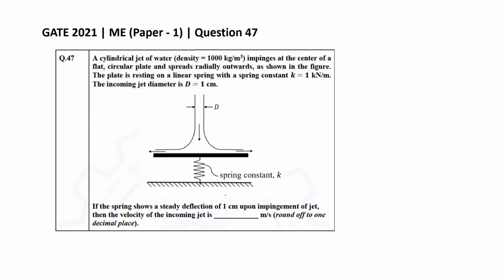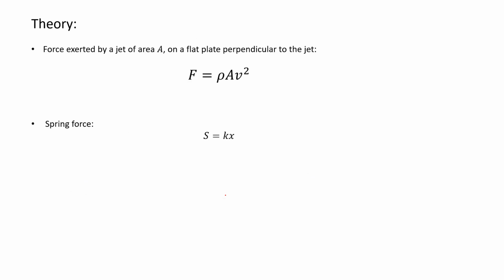Yeah, this is also from 2021. So this is a cylindrical jet of water impinges at the center of a flat circular plate and spreads radially outwards, as shown in the figure. The plate is resting on the linear spring with some spring constant given. And the incoming jet diameter is also given. So this is 1 centimeter. Now, if the spring shows a steady deflection of 1 centimeter upon impingement of the jet, then the velocity of the incoming jet is. Alright, so in order to solve this question, you need to remember this formula.